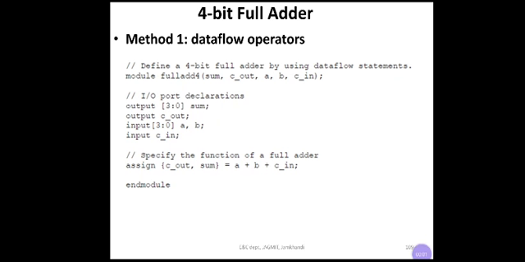Hello everyone. In the previous class, we discussed the concatenation operator, replication operator, and conditional operator, and we saw a few examples along with the operator precedence. We also discussed programming examples using data flow modeling, that is the 4:1 multiplexer. We discussed it using two methods: one using a logic equation and another using the conditional operator.